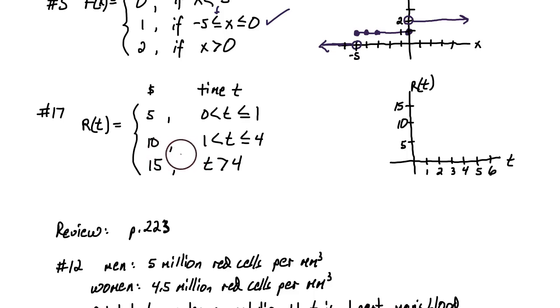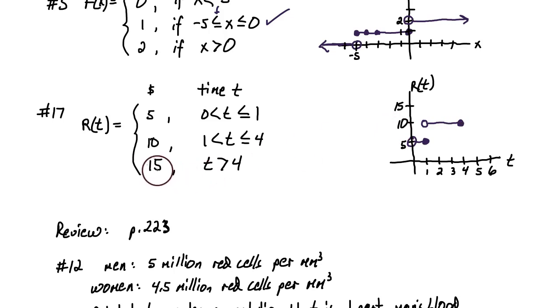Let's graph these pieces. We are at a height of 5 whenever we're between 0 and 1. So here's where t is 0. Go up to 5 and mark it with an open dot. Then we're going to stay at a height of $5 until we get to where t is 1 and mark that with a closed dot. Now we're going to jump up to another height, $10, and that starts when t is 1. So go straight up from where t is 1 and mark it with an open circle. Draw horizontally until we get to the end point, which is at 4.